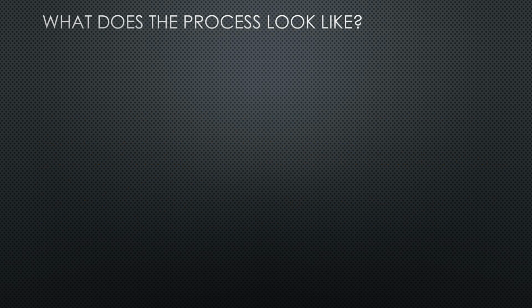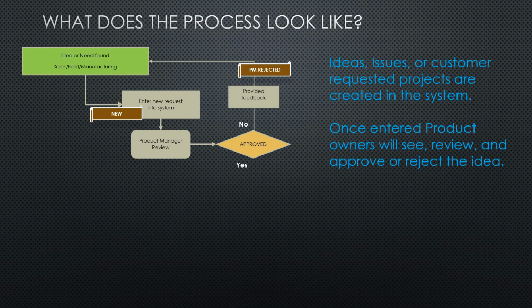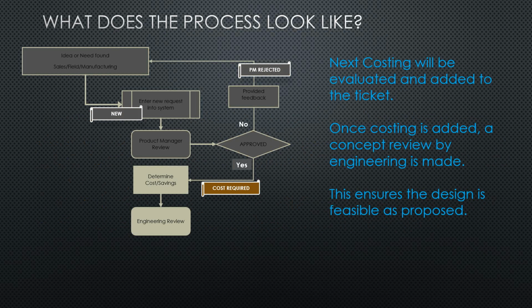What does this process look like? Ideas, issues, or customer-requested projects are created in the system. Once entered, product owners will see, review, and approve or reject these ideas. Next, costing will be evaluated and added to the ticket. Once costing is added, a concept review by engineering is made. This ensures the design is feasible as proposed.